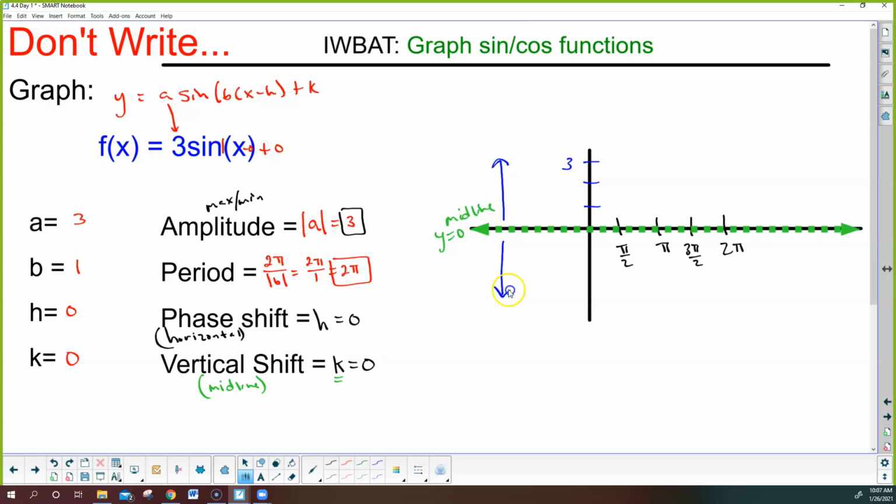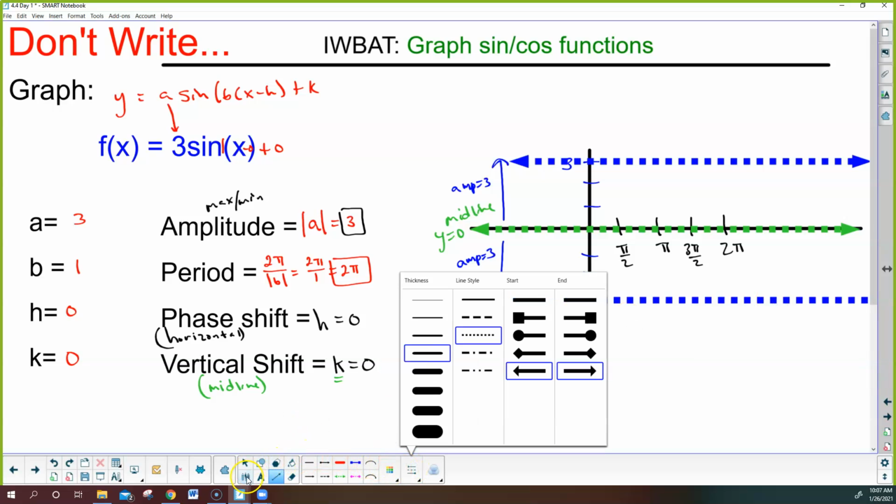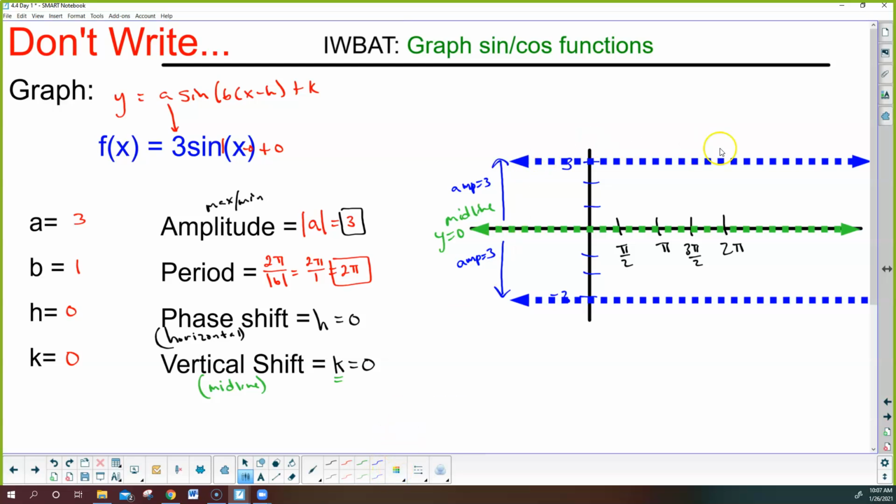But the amplitude also controls how far down we go. 1, 2, 3. So if my amplitude is 3, notice it's 3 up or 3 down, then I'll just put a max and a min line there. Okay, so I know that the highest value I'm going to hit is 3. I know the lowest value I'm going to hit is -3. So I would label this as my max is at the equation y equals 3. My min is at the equation y equals -3.